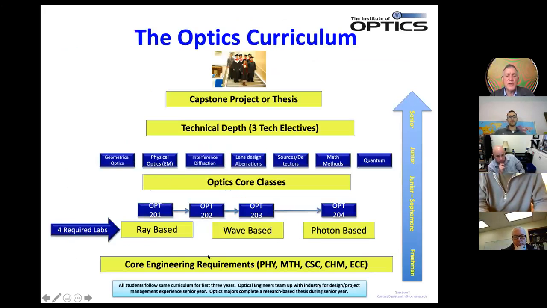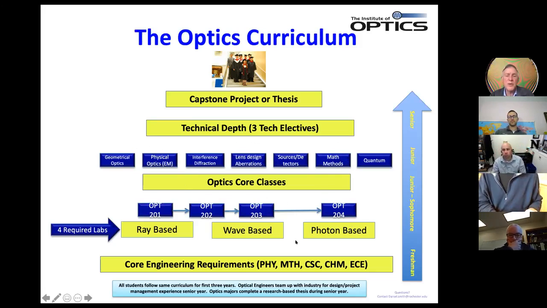It's built on foundational courses that are common to all the engineering disciplines. Then we have courses that focus on ray-based or wave-based properties of light. And we also have laboratory courses that go along with each one of those areas. We have courses where you'll learn particular skills like lens design. There are other courses where you learn a broad spectrum of knowledge in optics.